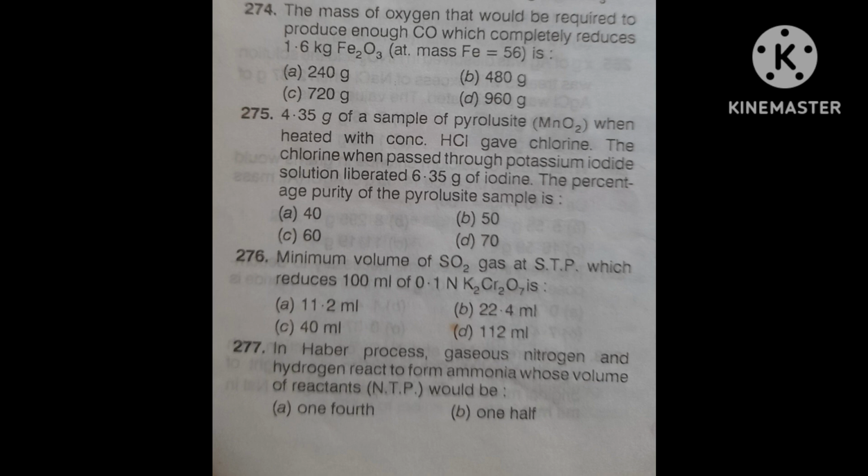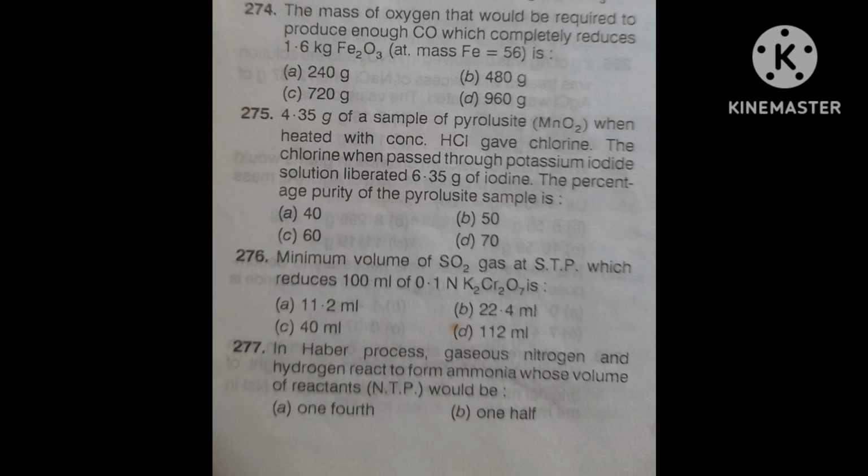Now this Cl2 will react with potassium iodide and it will produce iodine. That reaction you have to write. Then 2KI plus Cl2, the chlorine you got from the first reaction. That chlorine will react with KI and it will produce iodine. The balanced equation is 2KI plus Cl2, you will get 2KCl plus I2.